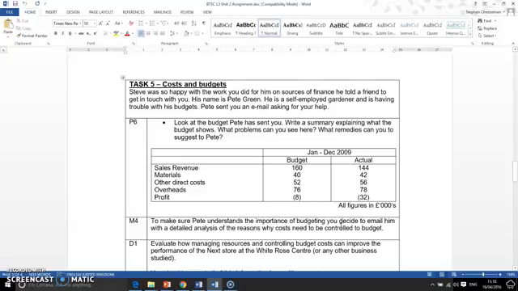This piece of work for M4 builds upon P6, and it's writing an email to Pete to explain to him why costs need to be controlled. The easiest way to tackle this is to talk about each line of the budget.